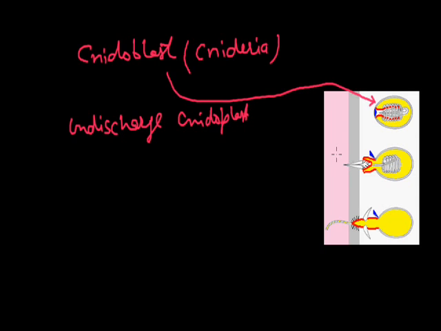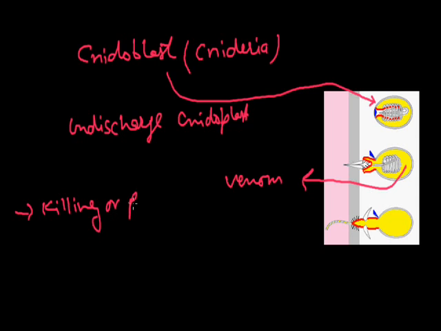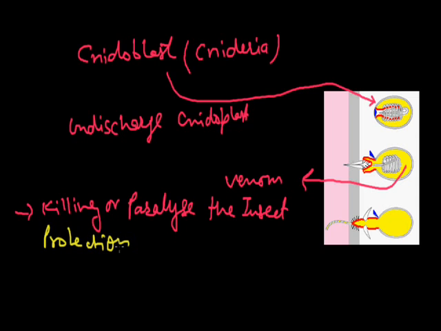Whenever an insect comes in contact with this cell, it injects its venom, its liquid, into the insect, and the insect becomes paralyzed. So this nidoblast cell is used for killing or paralyzing the insect. The second function is protection. So these are the two functions of these cells: capturing prey and protection from enemies. So this is the phylum we call coelenterates.